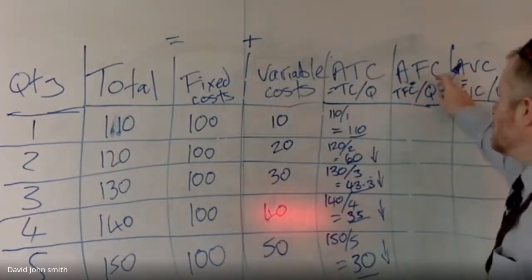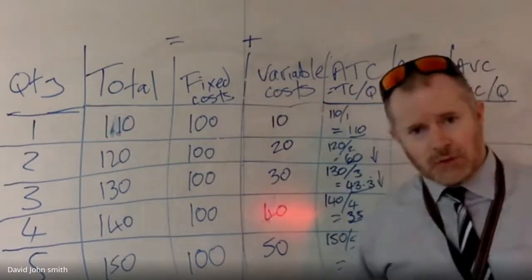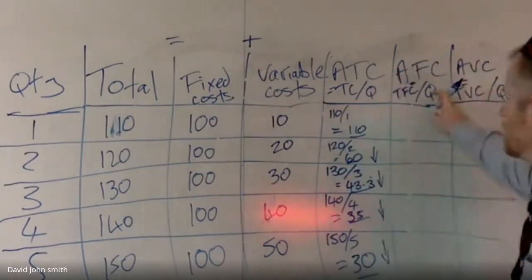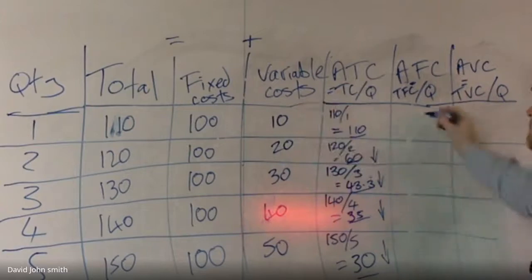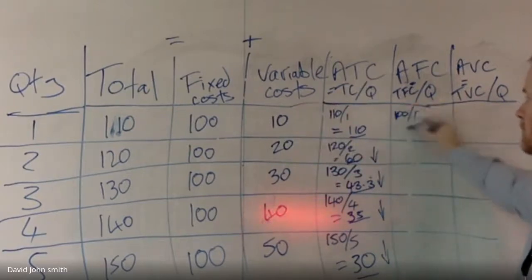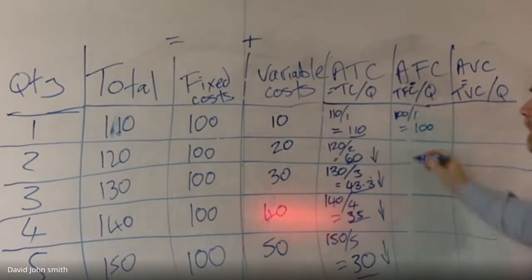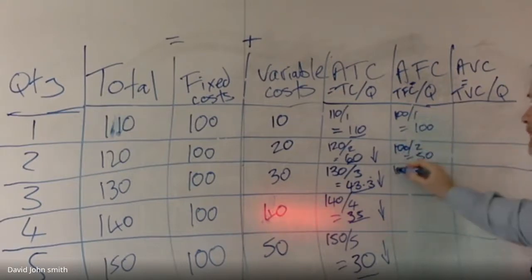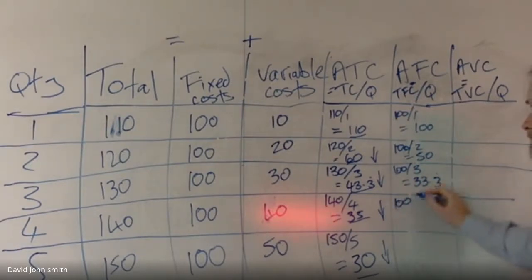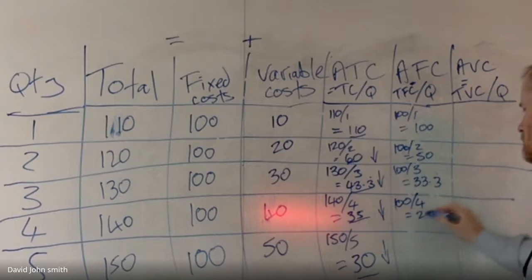If we have a look here at your fixed costs, they were 100 all the way down. Then we need to divide those by the quantities. So 100 divided by 1 is 100. 100 over 2. 100 divided by 3. 100 divided by 4. And 100 divided by 5.